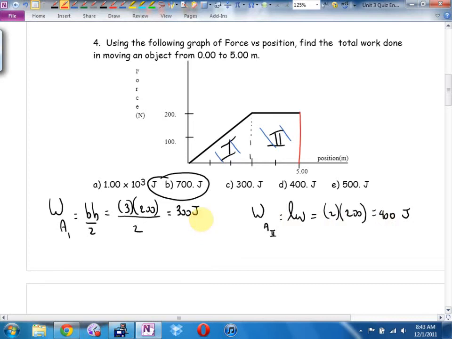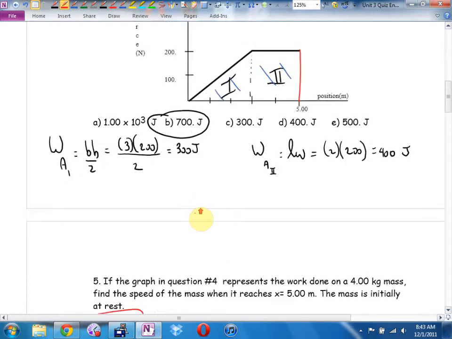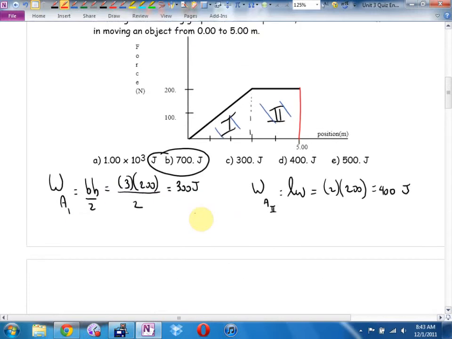I'm going to say mine's way faster. But the risk is, like a lot of kids will say, oh, the force is 200 times 5. Oh, 1,000. That's how much energy. No, that you cannot do. So if you corrected for that, then yes. Good question.